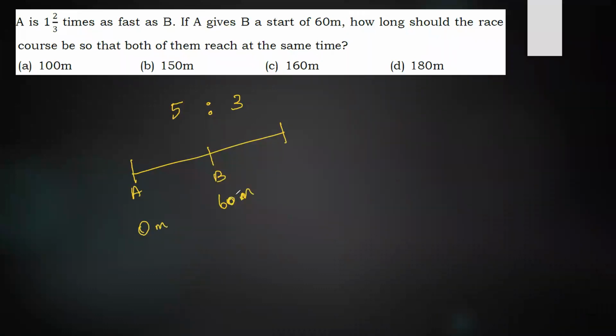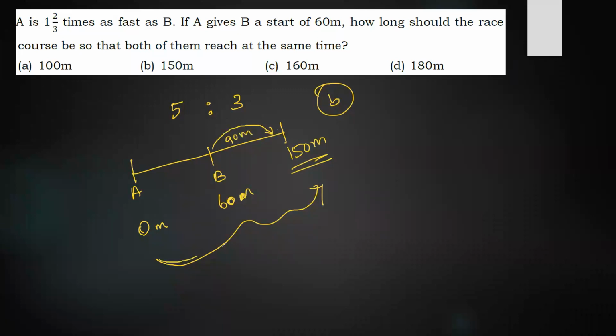Listen carefully, okay? Shortcut, I move like this. First, I will find the ratio, so 5:3. A gives B a start of 60 meter, so B will be at the 60th meter, and A will be at the 0th meter, right? But the race is a 150 meter race.